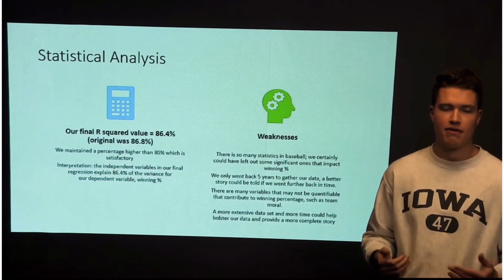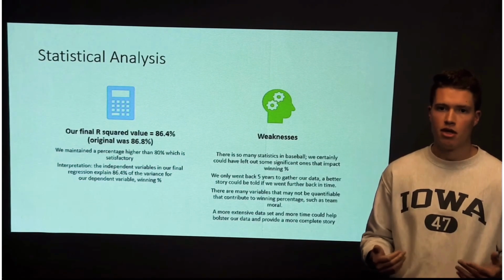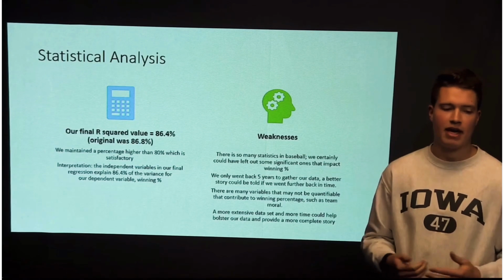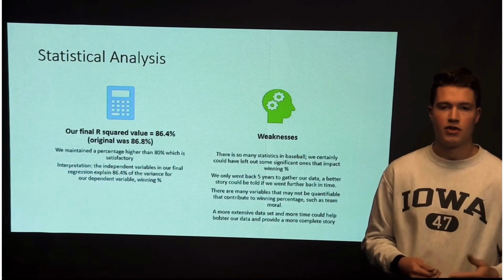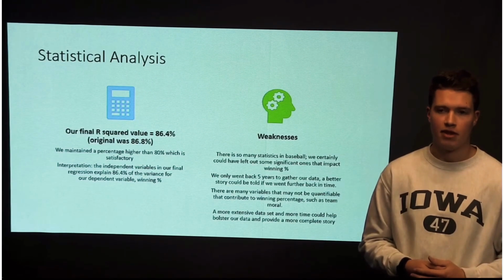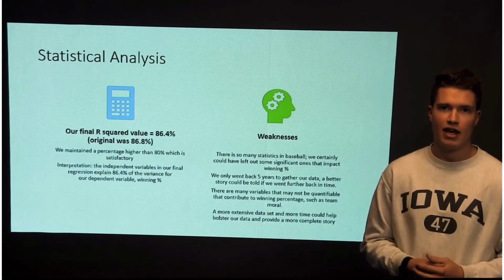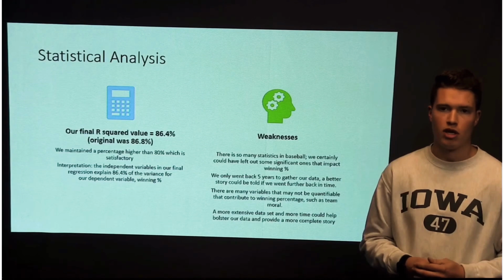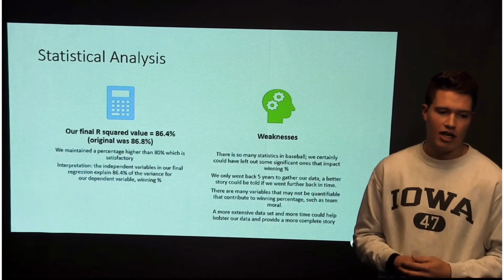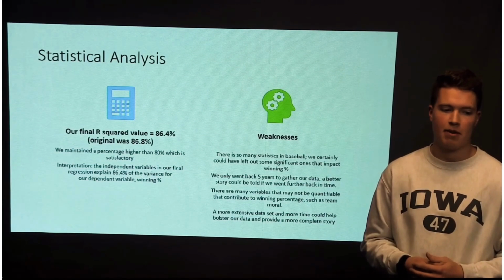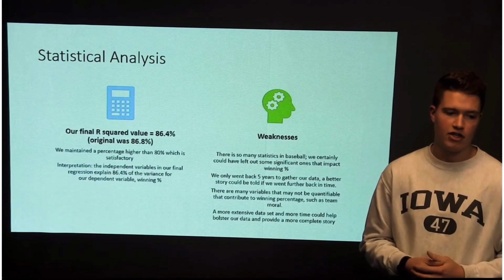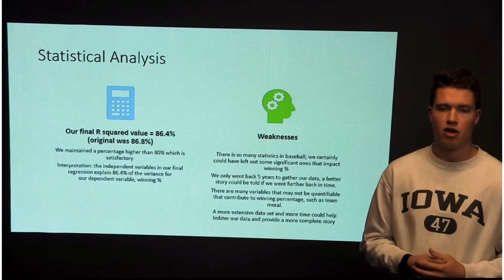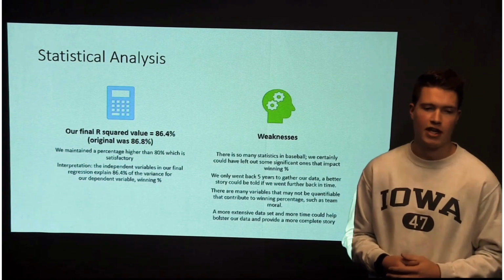Some of the weaknesses of this project and our data: there are so many statistics in baseball that we probably left out a few of the important ones that impact winning percentage, and we only went back 5 years with our data. There's a lot more time that baseball has been played, so we could have collected more data to predict winning percentage. And there are also many other variables that may not be quantifiable, such as team health or team morale. So those are just a few of the weaknesses for our project and our data.